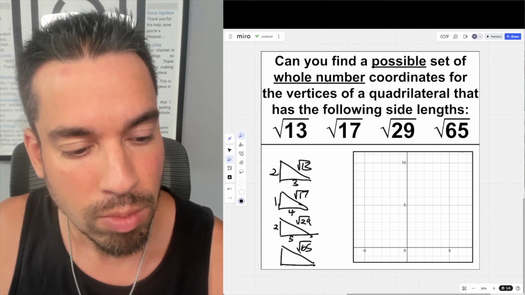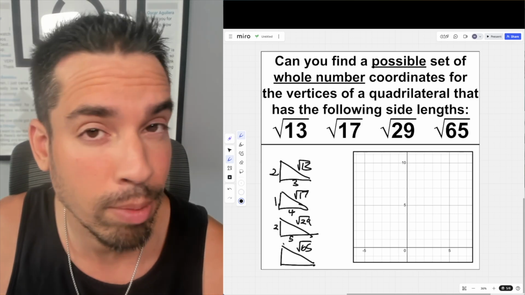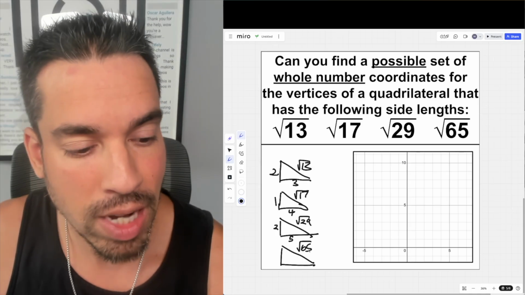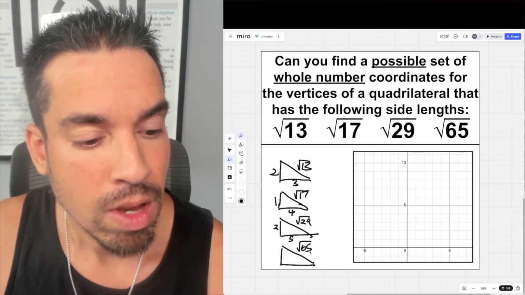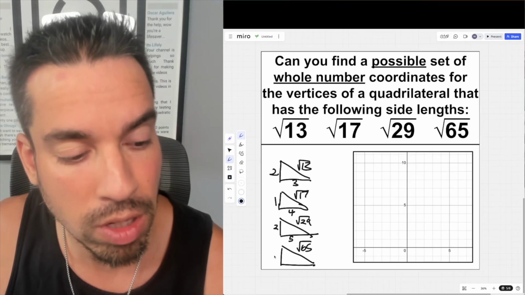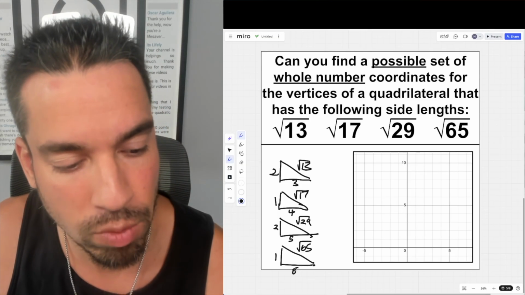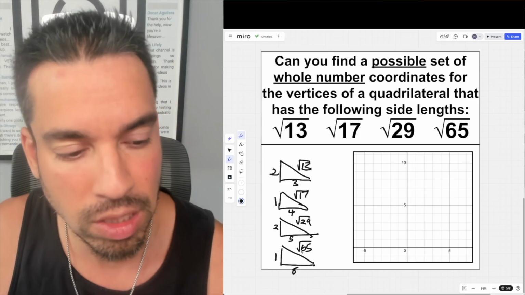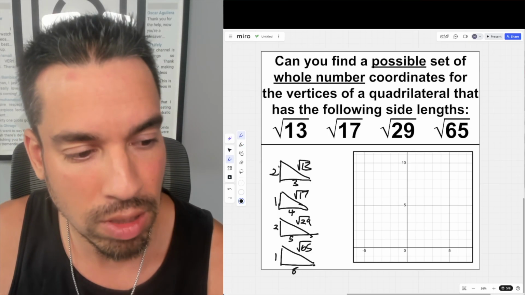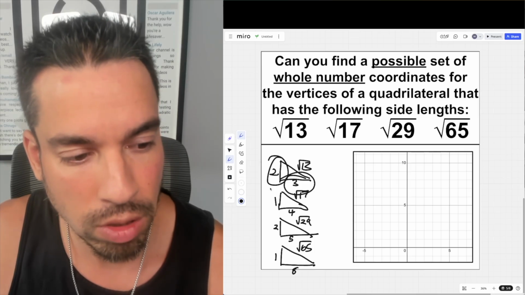Last but not least, we've got this one, 65. Now, there are two options here, and I'm going to arbitrarily choose one of them. You could have 7 squared plus 4 squared, so 49 plus 16 would be 65. I'm going to go another way. I'm going to say 1 and 8. 1 squared is 1, 8 squared is 64. That gives me 65.